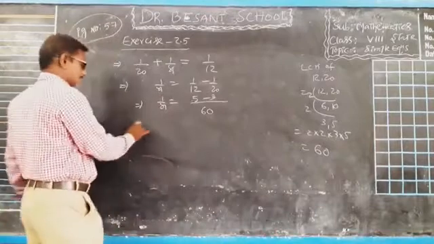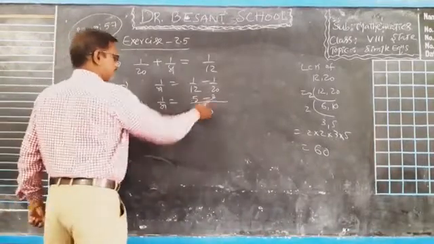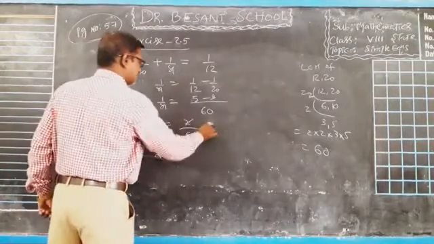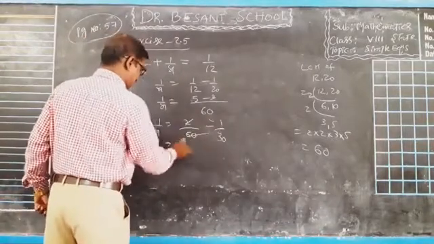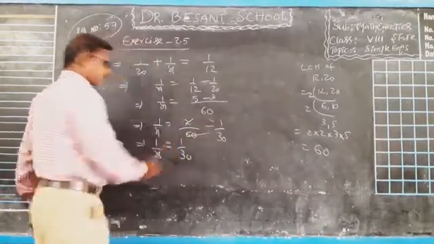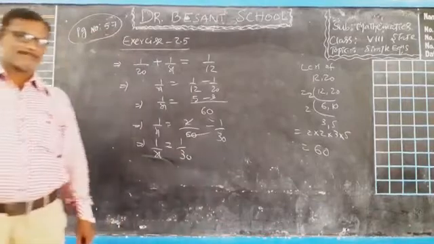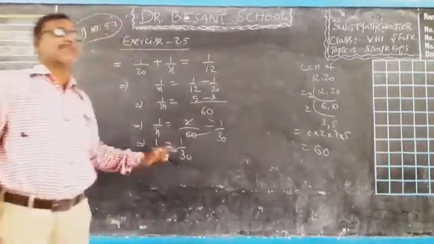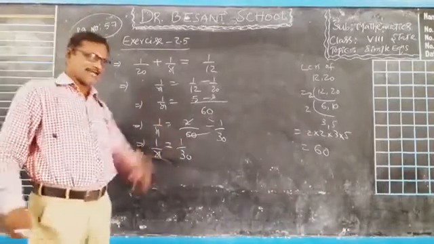This implies 1 by X is equal to 5 minus 3 by 60, which is 2 by 60. This implies 1 by X is equal to 2 1s are 2, 2 30s are 60, so 1 by 30. X means what we supposed? The time taken by B. So 1 by X means the portion of work done by B, the 1 by 30th part in 1 day.